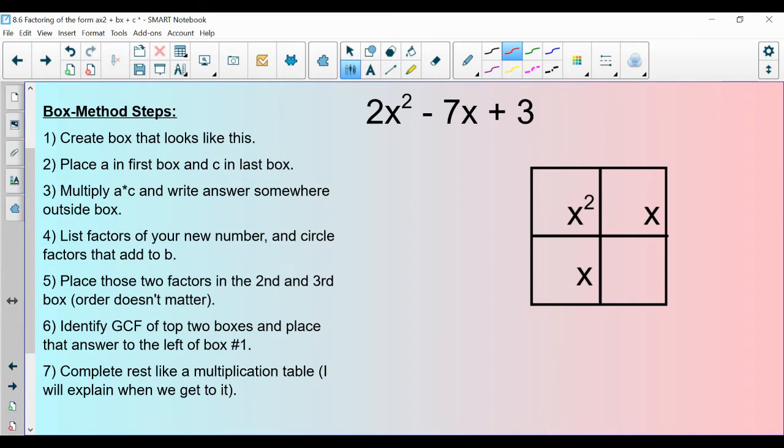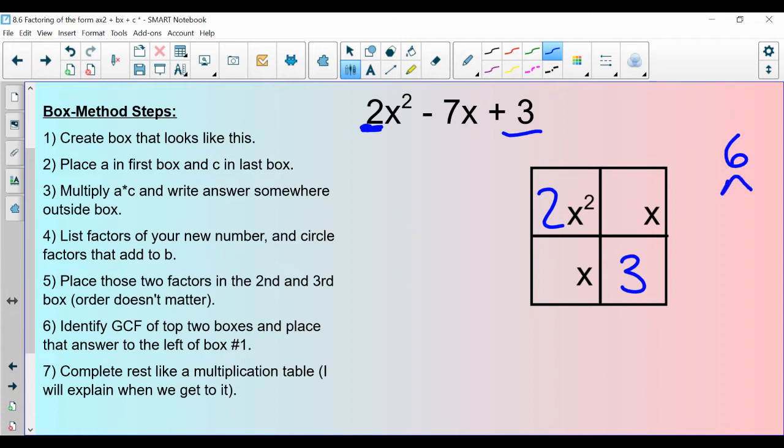So step 1 says to create the box that looks like that. Here's the box. Step 2 says to place A. A is the thing in front of x squared in the first box, and C, the thing that's at the end in the last box. Step 3 says to multiply the A and the C and write that number outside of the box. So 2 times 3 is 6. I'm going to write 6 here.